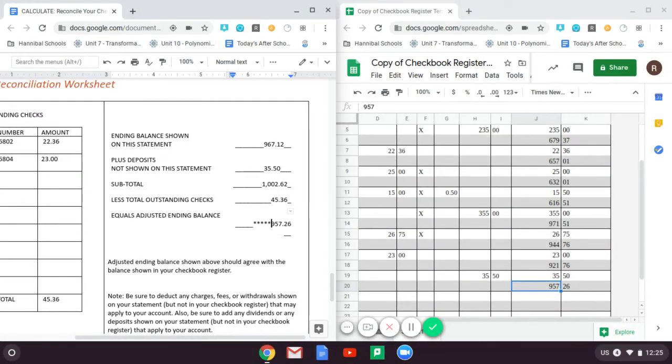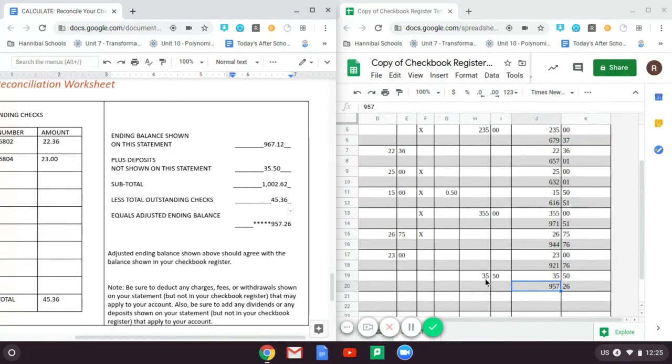Let's get rid of those. Right? If those match, that means we did this process correctly. We reconciled correctly. And there are no errors. Everything is good. There's no fraud. There's no funny business going on. Our account, our register, our checkbook is reconciled. That is a good day.